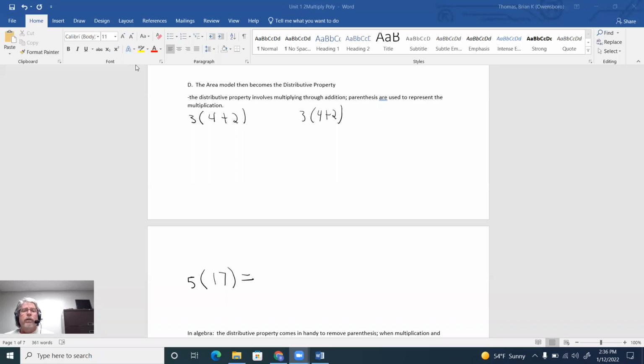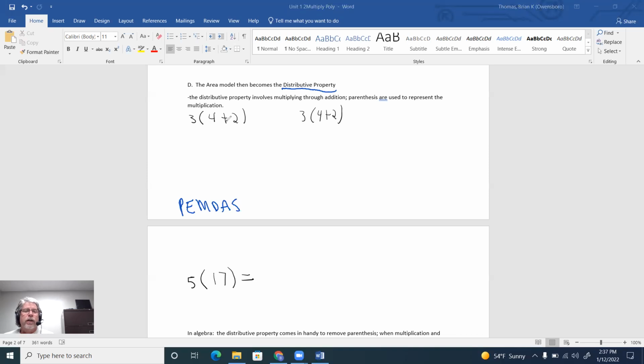So what happens is the area model becomes what we call the distributive property. So the distributive property involves multiplying through addition. And when you do this, remember the parentheses are used to represent multiplication here. So when I look at this problem, there is multiplication and addition present. Now you may remember PEMDAS as well. Please excuse my dear Aunt Sally. We've learned that what we call the order of operations.